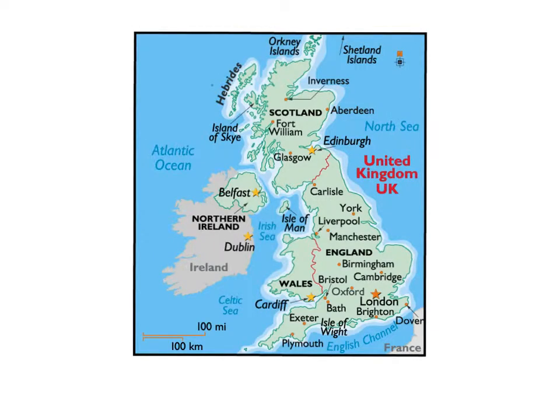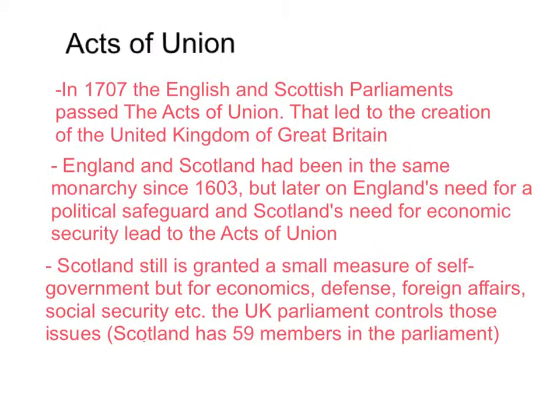As this map shows, the countries in green represent the United Kingdom. In 1707, the English and Scottish Parliaments passed the Acts of Union that led to the creation of the United Kingdom of Great Britain. England and Scotland had been in the same monarchy since 1603, but later on, England's need for a political safeguard and Scotland's need for an economic security led to the Acts of Union.